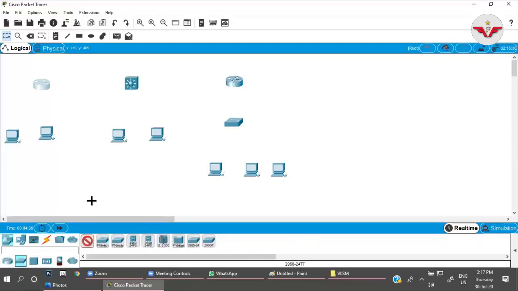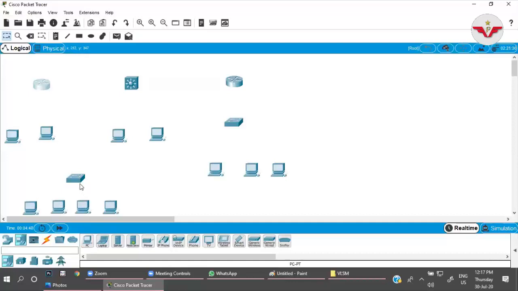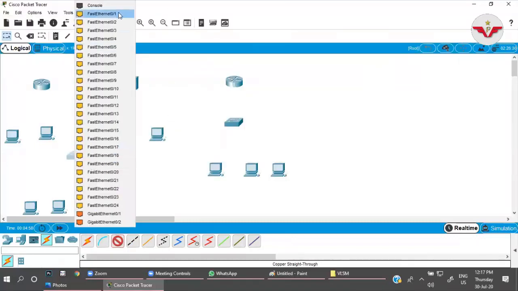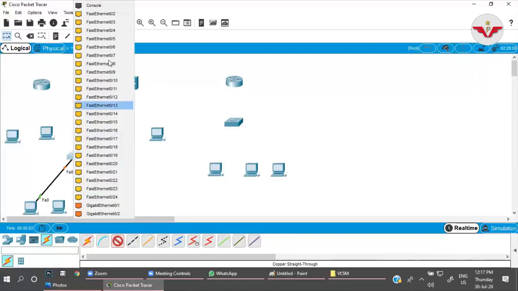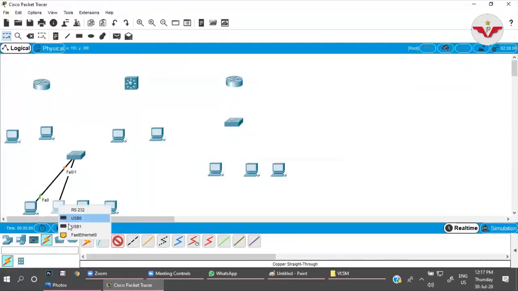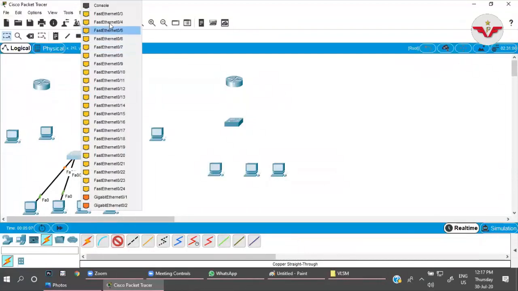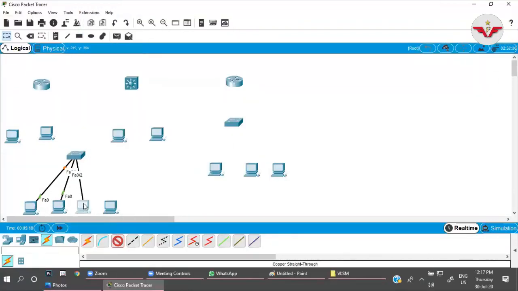Let me take a switch here, one switch. If I want to connect 4 PCs, 1, 2, 3 and 4, switch to PC, which cable do we use? Cross cable or straight cable? Straight cable. Different device, straight cable. Same device, cross cable, right? So I am connecting all these 4 devices with a cable.